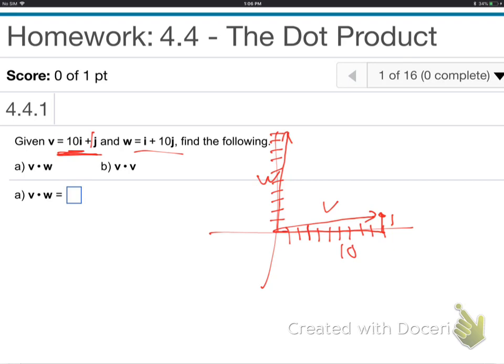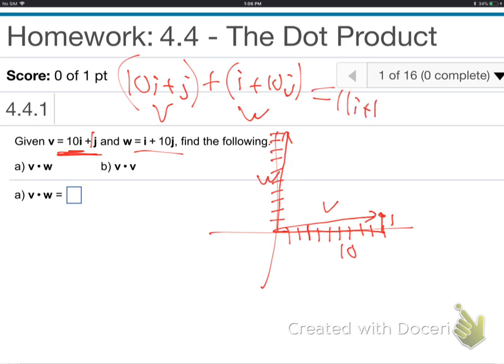We actually learned how to add two arrows and subtract two arrows. You just do it component by component, right? If I wanted to take vector v, 10i plus j, and add vector w, i plus 10j, if we wanted to add two vectors, we did that last week. You just add the i with the i and the j with the j. It'd end up just being 11i and 11j, wouldn't it? That's how you add them. But today we want to multiply them using something called the dot product.